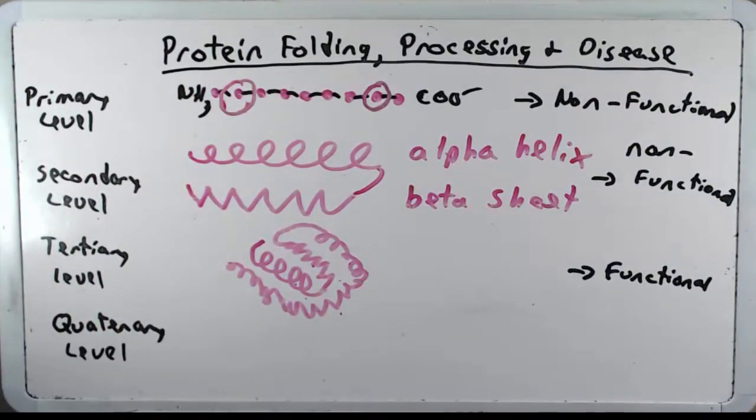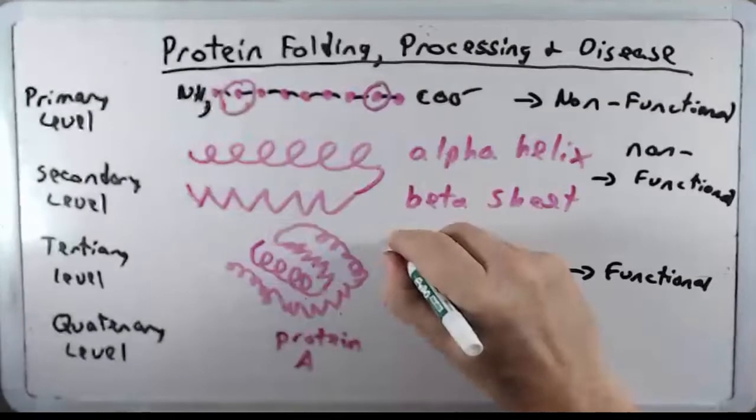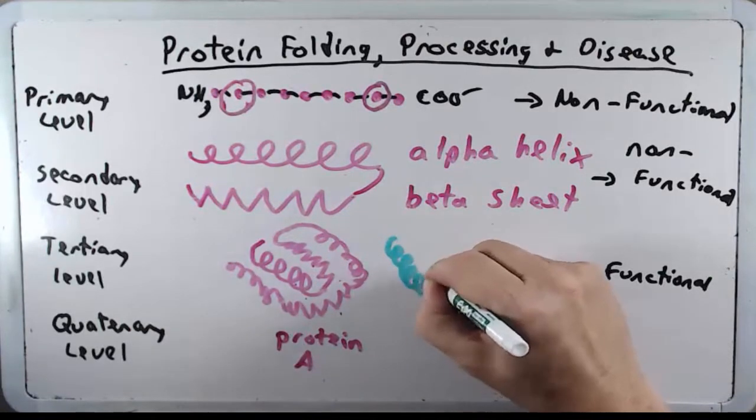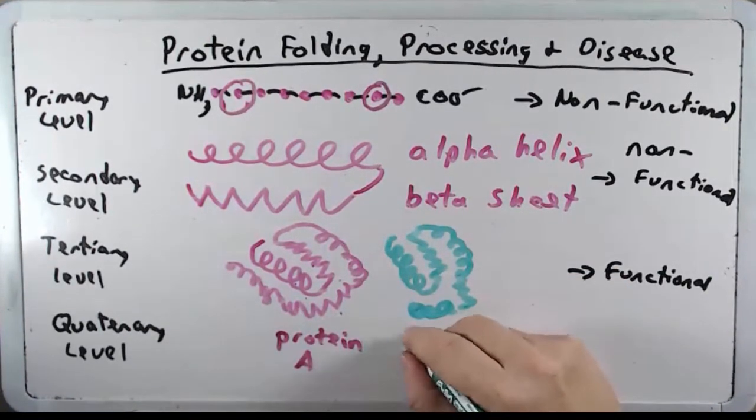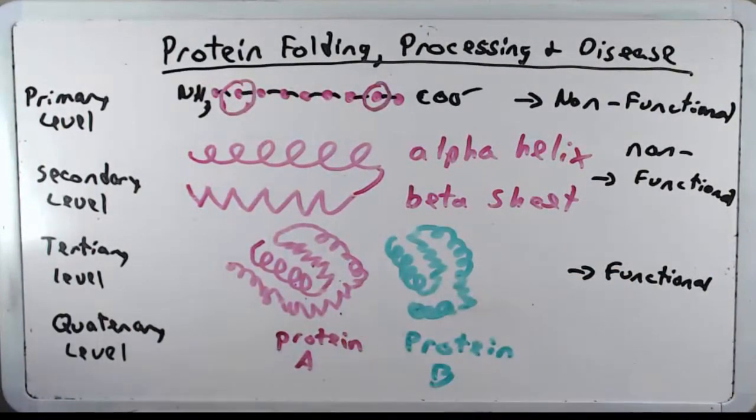The quaternary level, I'm just going to use this one up here, is when you have one protein, let's just call it protein A, that binds to a different protein. And so I'm going to draw another tertiary protein here, and we'll call it protein B. These two will interact with each other by various mechanisms to form a larger protein composed of 2 separate proteins.